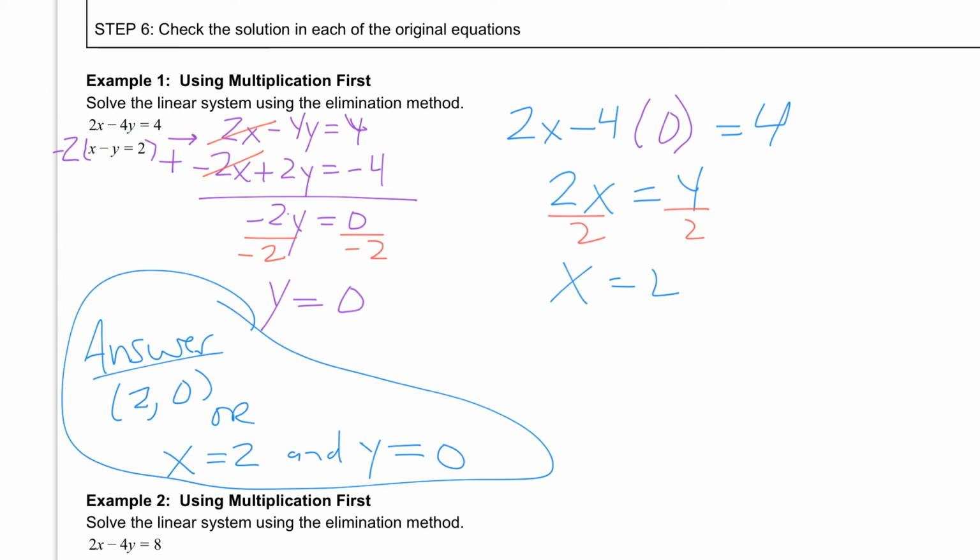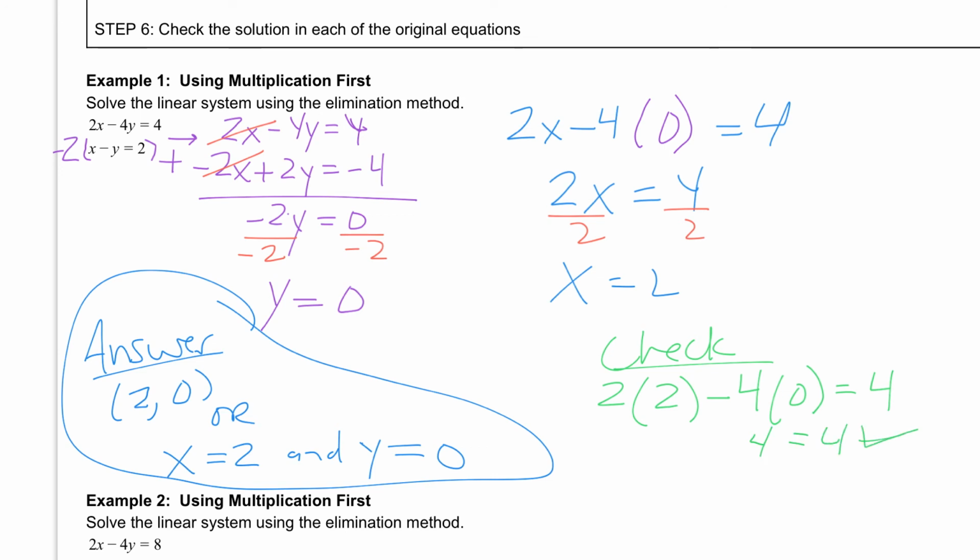So let's do the check step. I'd have 2, plugging in for x is 2, minus 4 times 0 equal to 4. So what I did is I took the x value of 2 and I plugged it in right there for that x. And then I took y as 0 and I plugged it in for the y, which would be right there. Now if I evaluate this, I could do this in my head. 2 times 2 is 4. 4 times 0 is 0. So 4 minus 0 is 4. So I know the first one works.